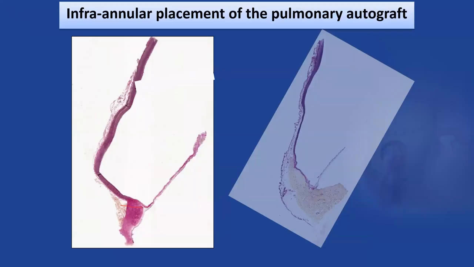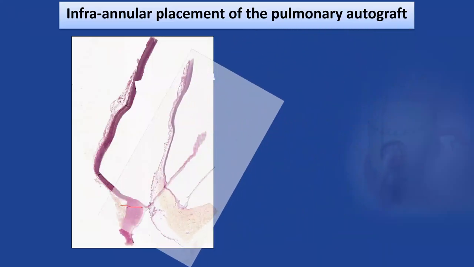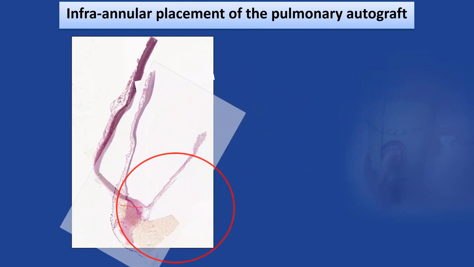So one of the key principles is to try to implant the pulmonary autograft within the aortic annulus, almost in an infraannular position, so that the native aortic annulus can then serve as support for that pulmonary autograft. And this is just one of many technical details which you'll find in that Amin and Ali paper.